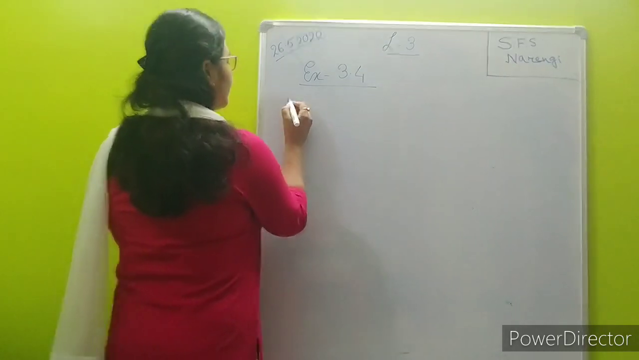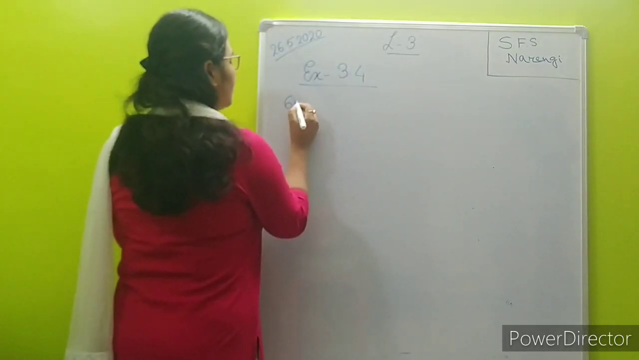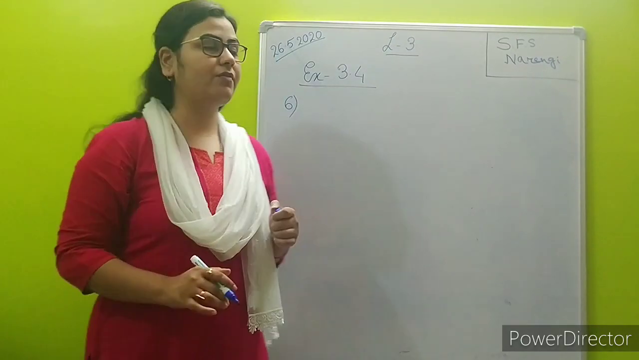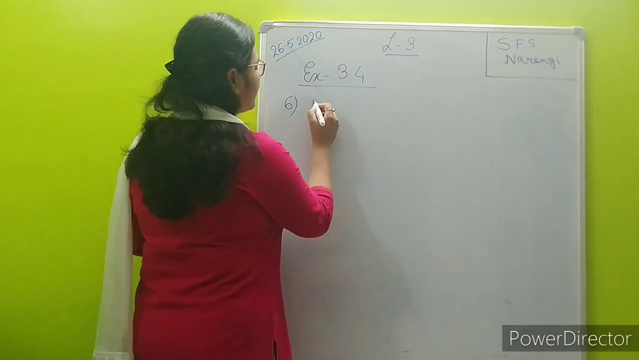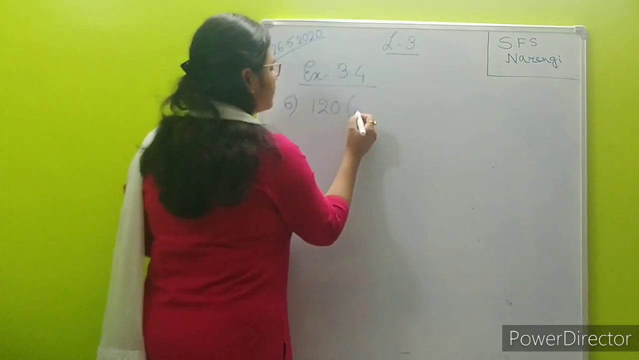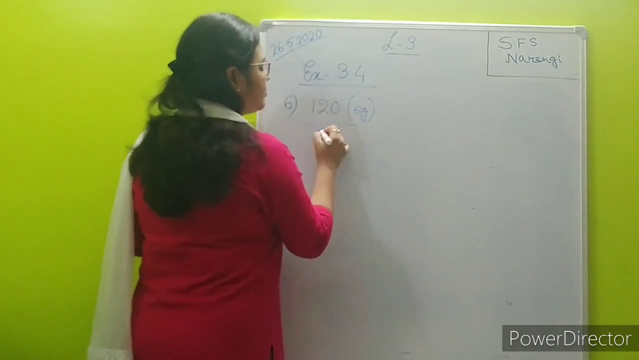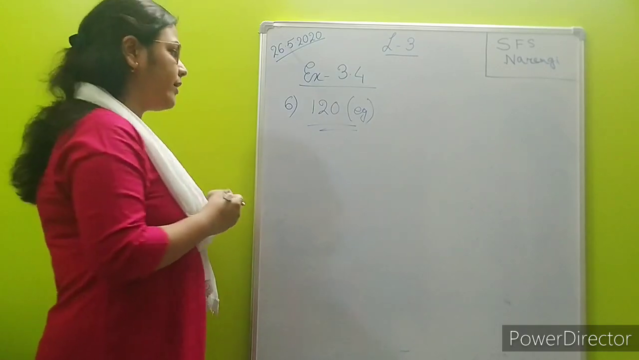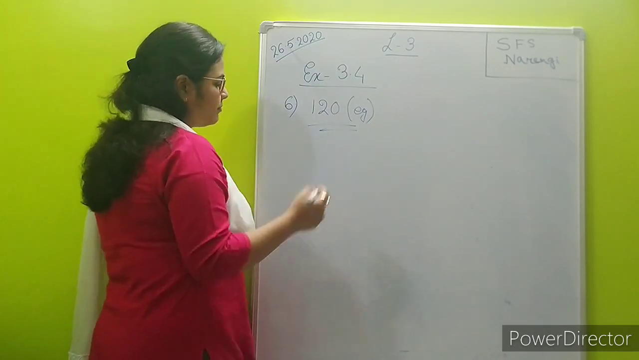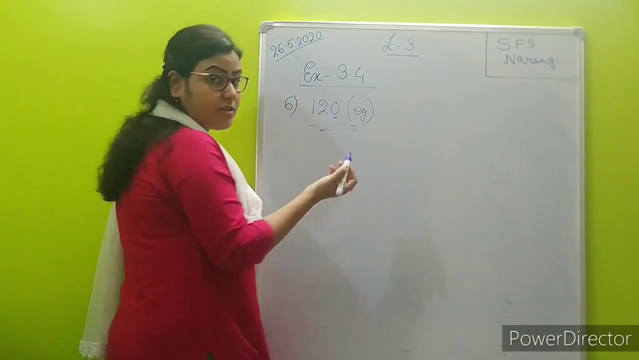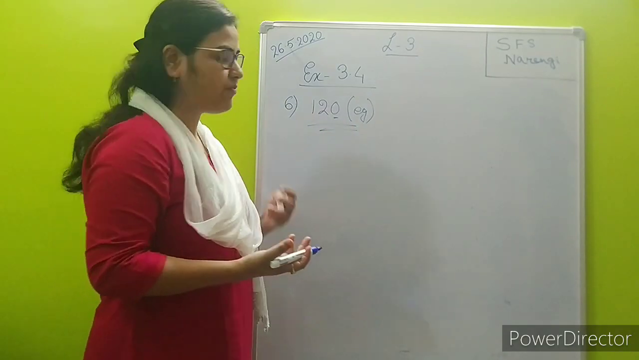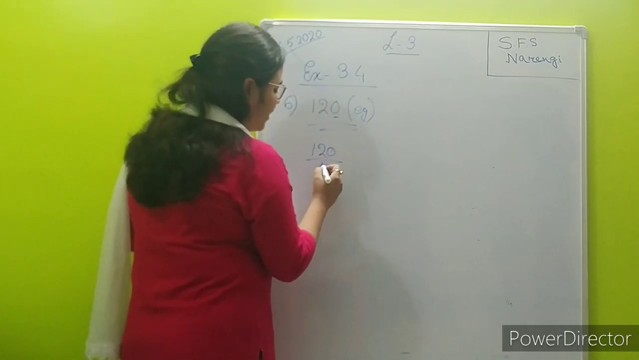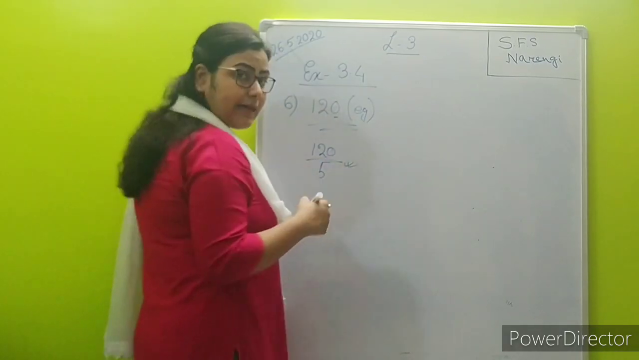Number 6 question is what? This question is, a number is divisible by 5 and 12. Let's take the number 120, for example. Now, is 120 divisible by 5? Yes, since it is having 0, so obviously it is divisible by 5, right? So, 120 divisible by 5 is done.